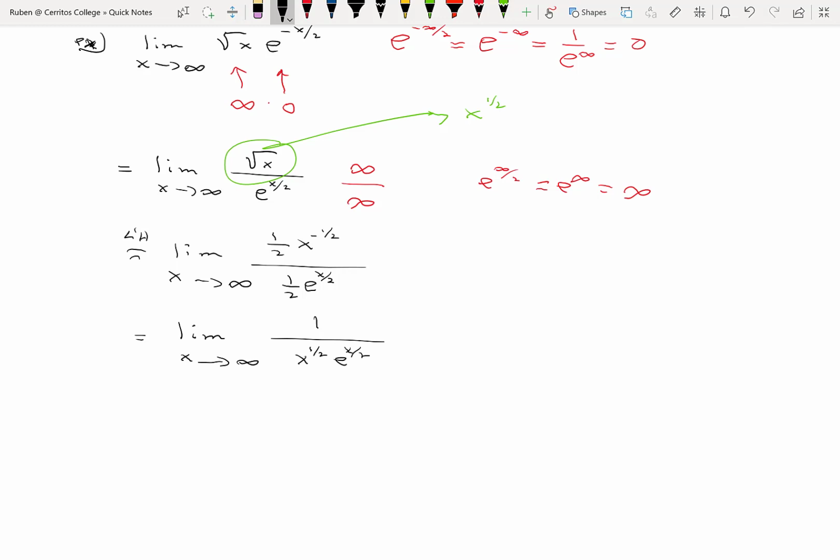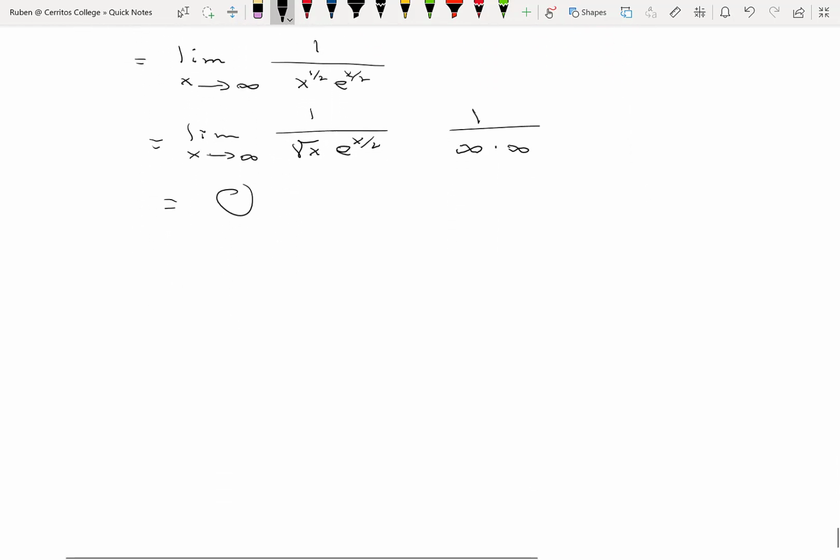That's better. If you don't see it yet, this is the limit as x approaches infinity of 1 over the square root of x times e to the x over 2. It's over. The square root of infinity is infinity. Square root of a large number is large. E to a large number is large. Large times large is even larger. This is 1 over infinity. This is 0.